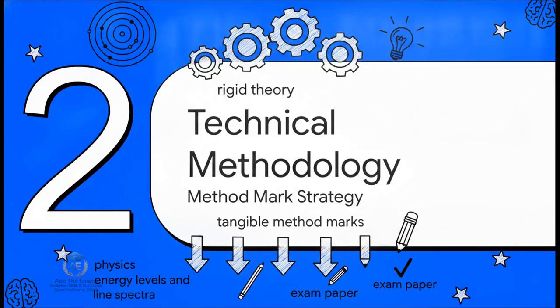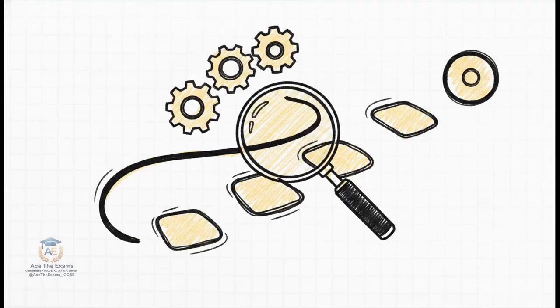Let's transition into Section 2, Mastering Technical Methodology. All right, pay close attention because this brings us to the method mark strategy. In Cambridge physics exams, marks are heavily awarded for your systematic processing and procedure. Let me say that again. It is not just about the final numerical answer. The examiners are evaluating the specific logic of your journey, not just waiting for you at the destination.